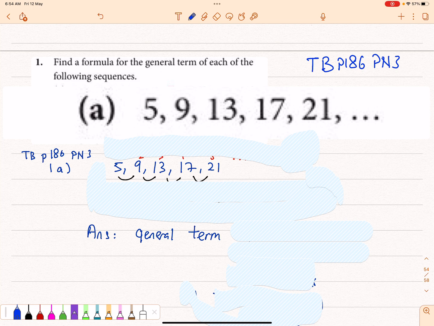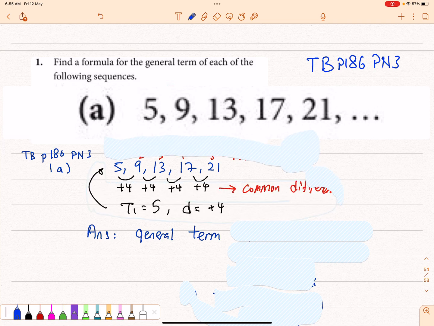Now next, I want you to make a guess, right? How do I get 9 from 5? From 9, how do I get 13? From 13, how do I get 17, and so on. So based on your experience in the SLS lesson, you know that actually I just need to plus 4, right? So 5 plus 4 will give you 9, 9 plus 4, 13, 13 plus 4, 17, 17 plus 4, 21.